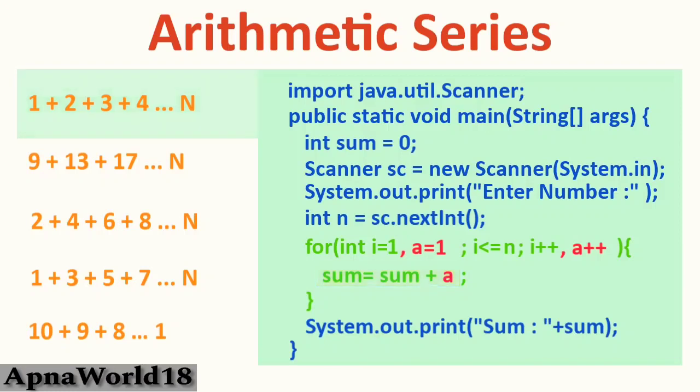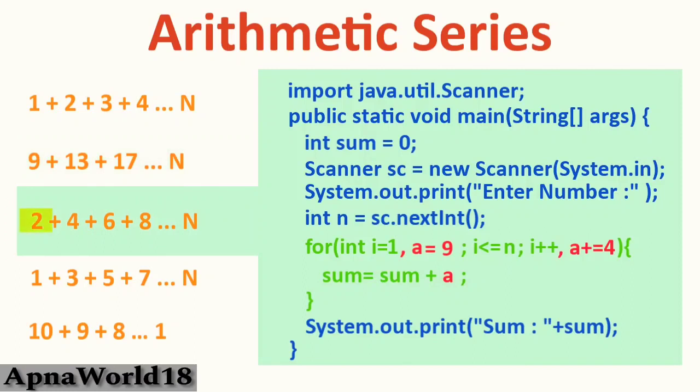Now what if we were doing the second series 9, 13, 17 till n? How does this program change? This time we will assign 9 to a and then just do a += 4 in the loop. Now for every iteration, a will get incremented by 4 as per the term of the series and get added to sum. This solves this series program. Let's see the next one.